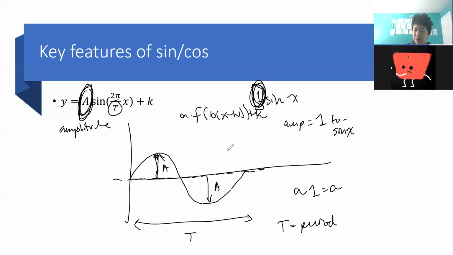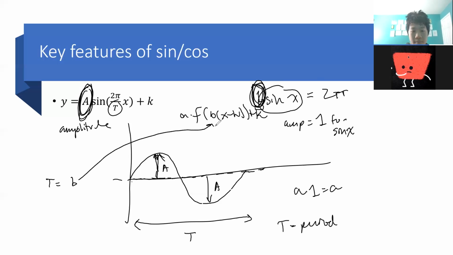So the period is the amount of time it takes for one full cycle. For sine of x, the basic function, the foundation, the period is 2 pi. It cycles every 2 pi. So T is basically like b here. T determines how stretchy it is in the x direction.